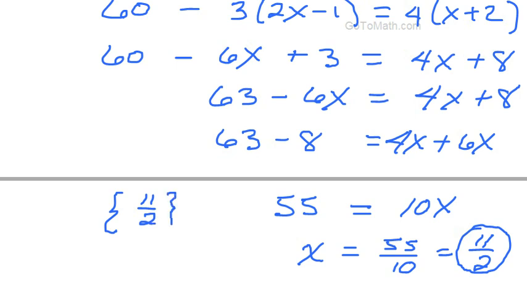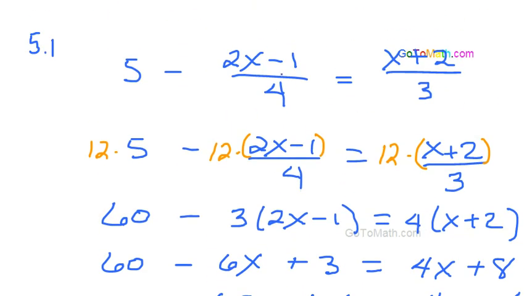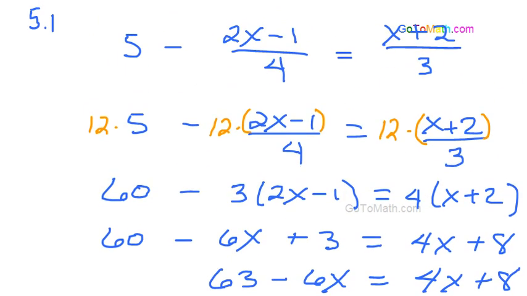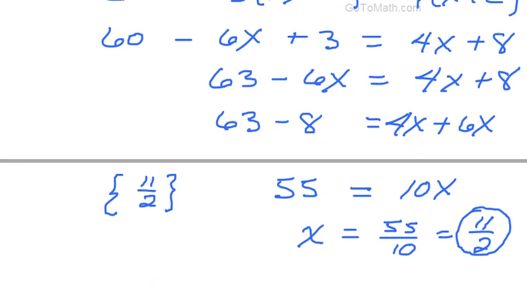So we could say our solution set contains 11 halves. Of course, we want to always go back and check our work and plug 11 halves in and make sure that left is equal to the right hand side. Okay. Alright, we'll have a problem coming up here where we actually get down to this point, but when we go to plug it back in, we find out that that number is actually not in the domain of the function. I know we haven't talked about what a domain is up to this point, but I'm just saying.